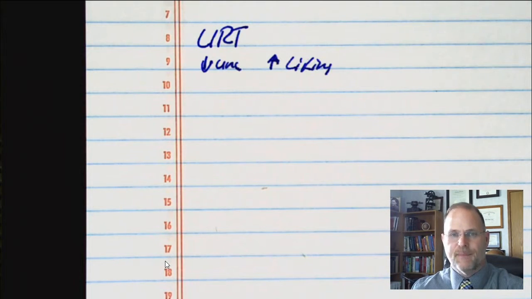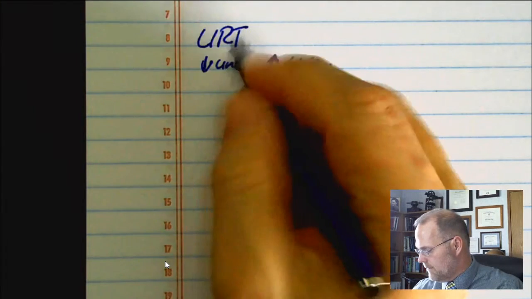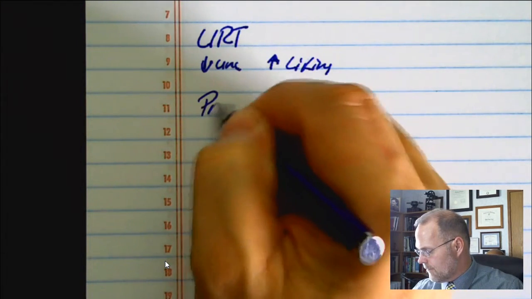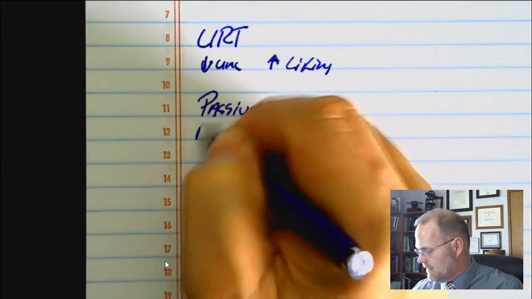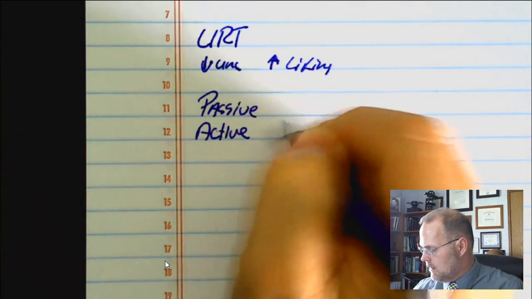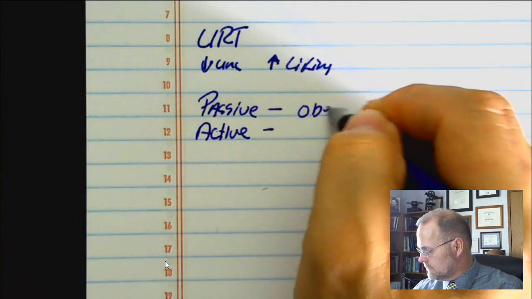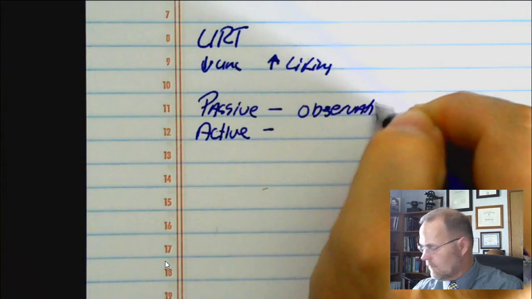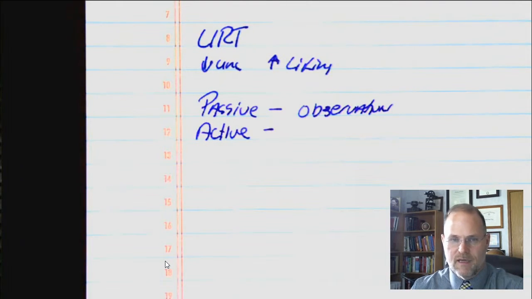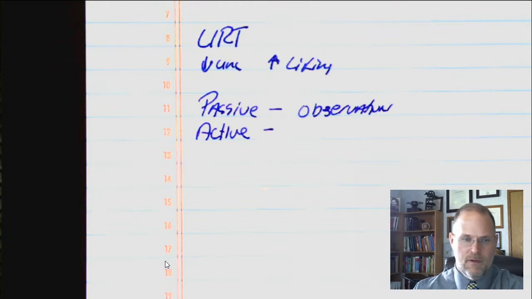That's passive, and that's observations. That's the idea that I watch and I see and I become more familiar with you as a person as I watch. Then you have active, which is solicitation from others. Let me write that down. You have passive, and you have active. So passive is observation.